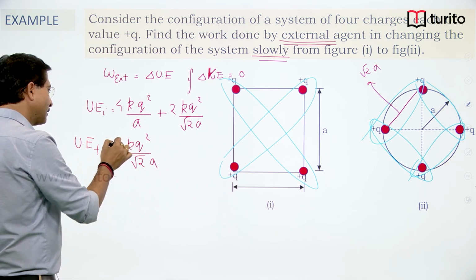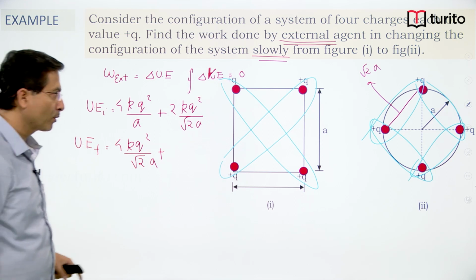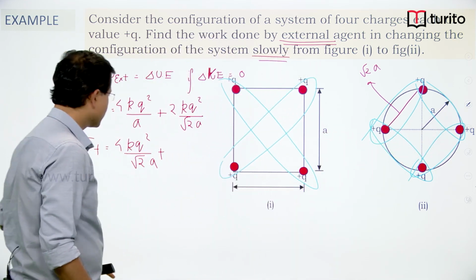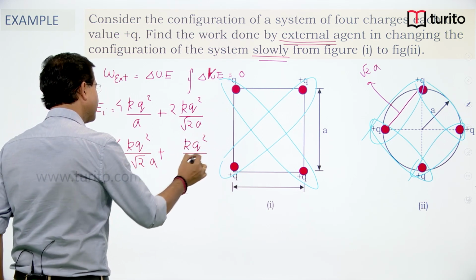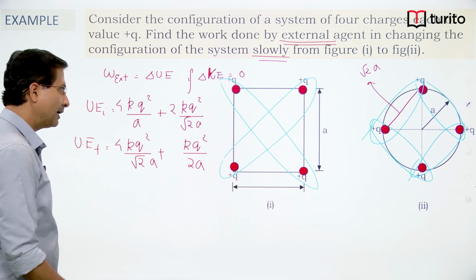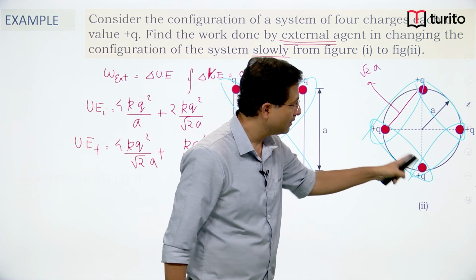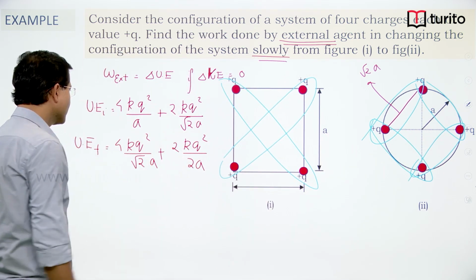And there are 4 such combinations, plus now the diametrically opposite point combination. So K Q square divided by 2A, and there are 2 such combinations, one is this one and another is this one. So I can multiply with 2, right.